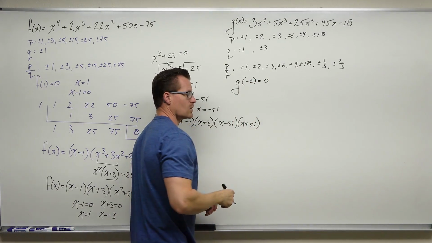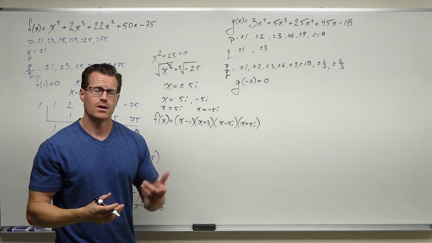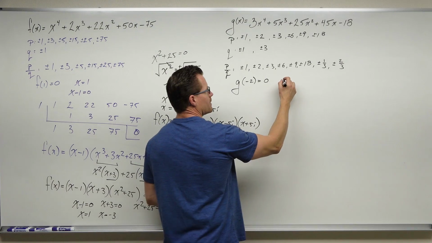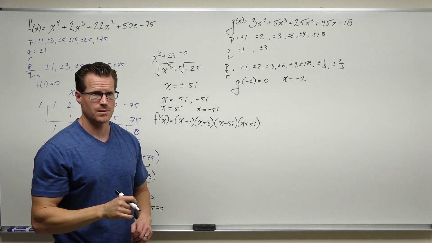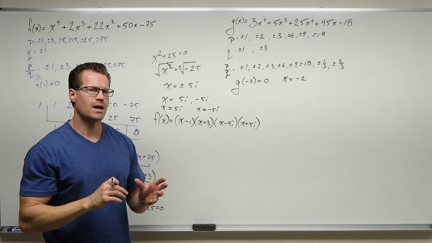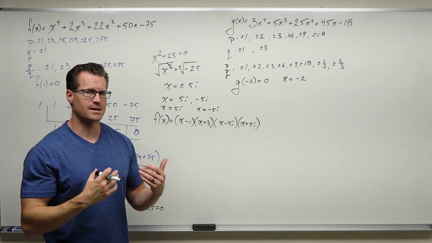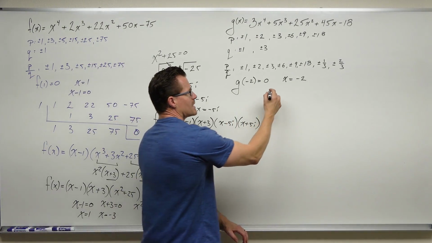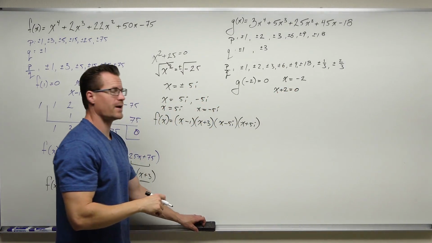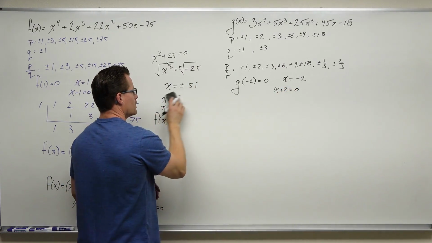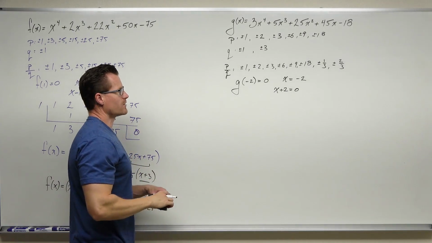So G of -2 gives me 0. Now, what does that say? What that says to us is that x equals -2 is an x-intercept. Awesome. We don't know yet if it's a bounce or a cross, but we know it's an x-intercept. That also means that x plus 2 is a factor, so that's what we're going to factor out. So how do we do that? How do we factor that out?